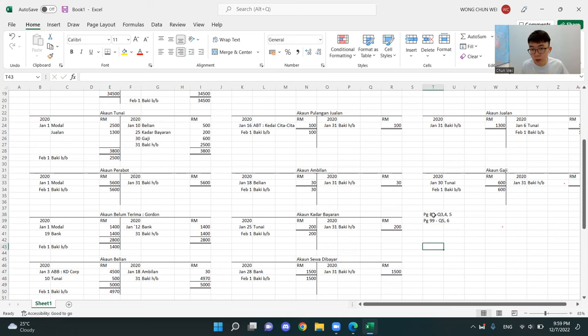Questions 3, 4, 5 on page 85 are actually buku harian pertama. You see a document again. You need to transfer the document into the buku harian pertama. That is on page 85, questions 3, 4, 5. And then on page 99, questions 5 and 6 are your ledger.